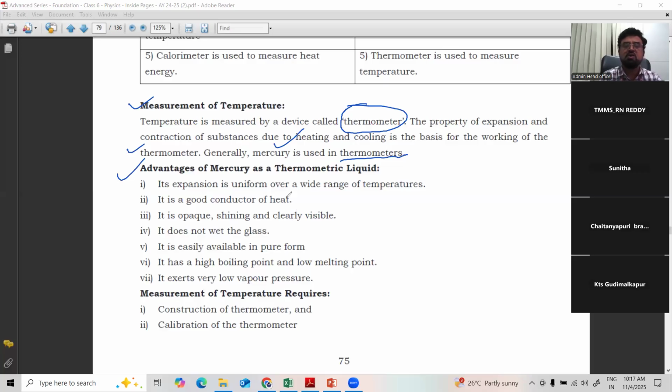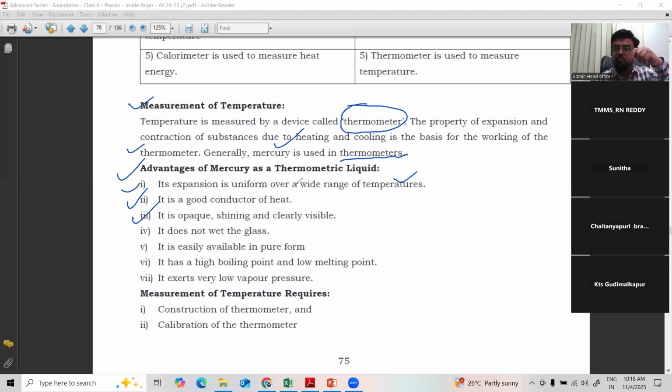So, advantages of mercury as a thermometer liquid. Why are we using only mercury? Its expansion is uniform over a wide range of temperature, up to high range of temperature also. It is a good conductor of heat. It conducts heat very well. It's opaque, shining and clearly visible. Because it's opaque and shiny, we can see where the temperature is rising or falling.